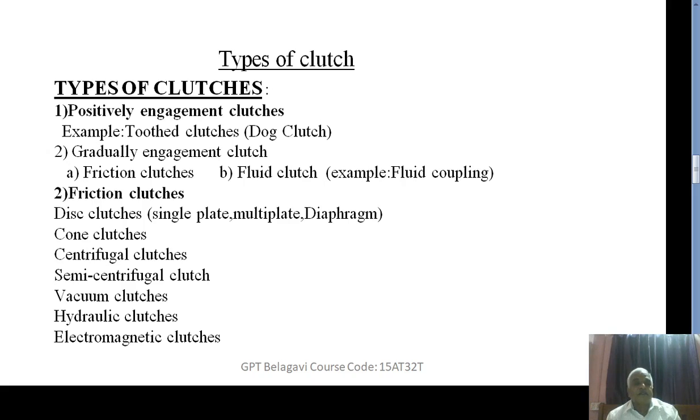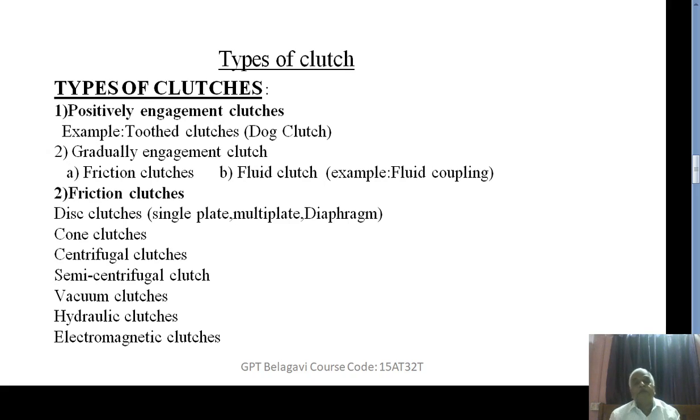And next, cone clutch, centrifugal clutch, semi-centrifugal clutch, vacuum clutch, hydraulic clutch and electromagnetic clutches. So here in the disc clutches, again according to the number of clutch plates and the type of the springs, there are 3 different types of friction clutches. One is the single plate friction clutch, the second one is the multi plate friction clutch, and the third one is the diaphragm type friction clutch. In the single plate friction clutch, it means that in this clutch unit we are using only one clutch plate.